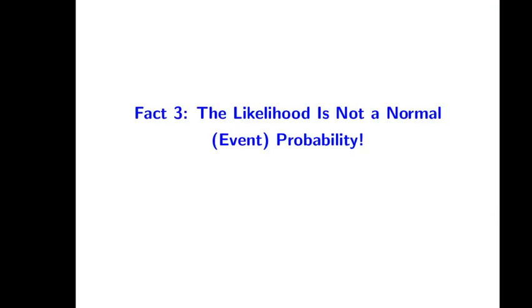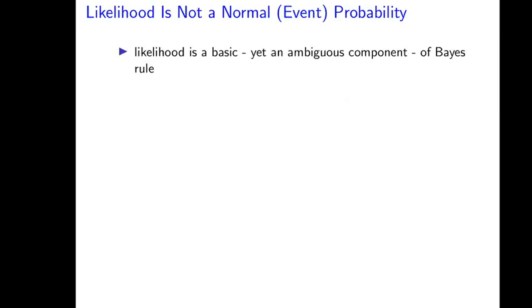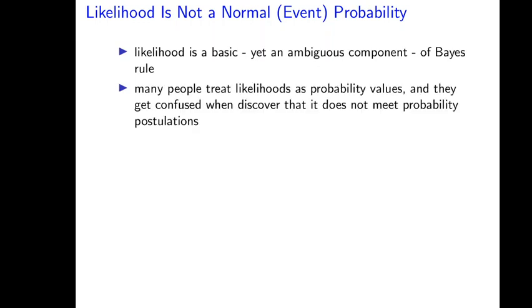Moving to the third fact in our video, it says that the likelihood is not a normal event probability. This is also a very important fact that you need to learn about Bayes' theorem. Likelihood is a basic yet very ambiguous component of Bayes' rule. But why is this? Many people treat likelihoods as probability values, and they get confused when they discover that it doesn't fulfill or meet probability postulations.